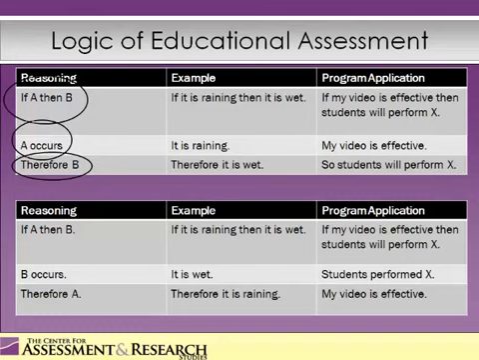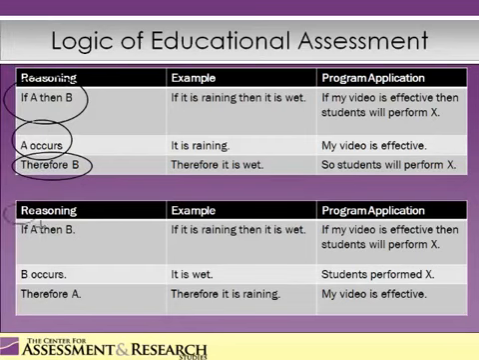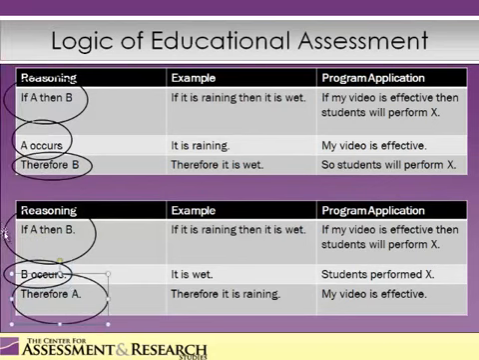So what would happen if we change the situation? And let's look at the second line of reasoning here. What if I were to say if A, then B, but now we say, well, B occurs, and then I conclude, therefore, A. Let's apply this to our example. If it is raining, then it is wet. I look and I see, well, it is indeed wet, so I must conclude that it is raining.